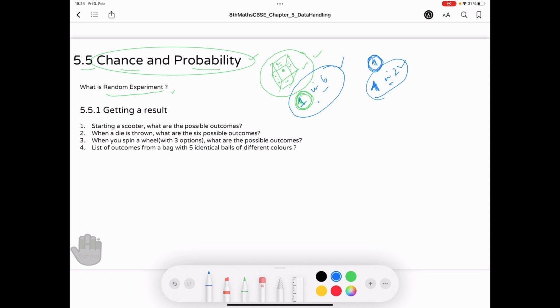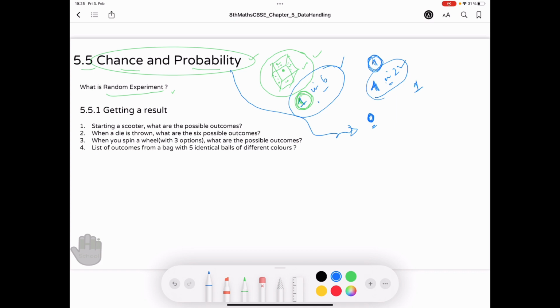And now what is probability? Probability is kind of the likelihood of an event. Probability is 0 or 1 or in between. 0 means it's impossible. It can't happen. We say this thing is having zero probability, means it's impossible, it's not going to happen.